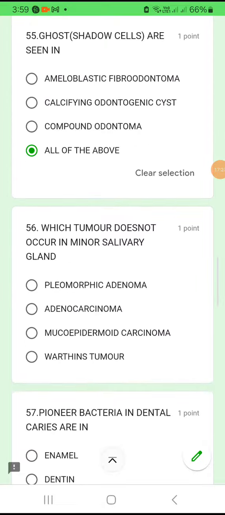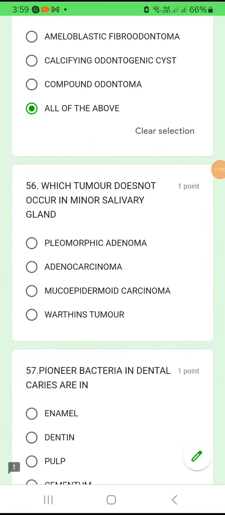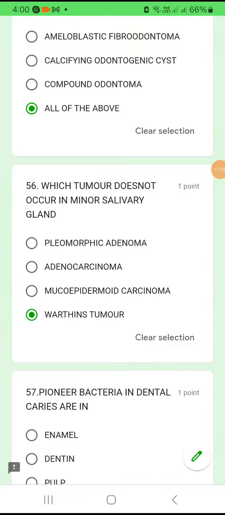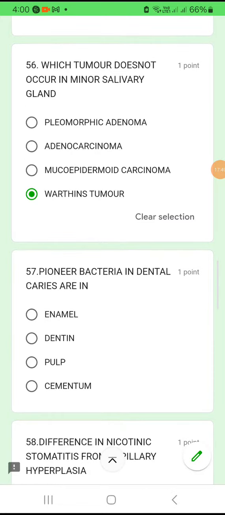Okay. Question number 56. Which tumor does not occur in minor salivary gland? The one which is exclusively present in parotid gland is Warthin's tumor. So it doesn't occur in minor salivary gland. So Warthin's tumor will be the answer.